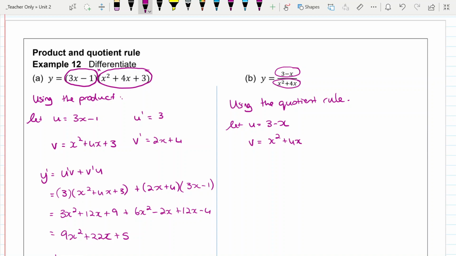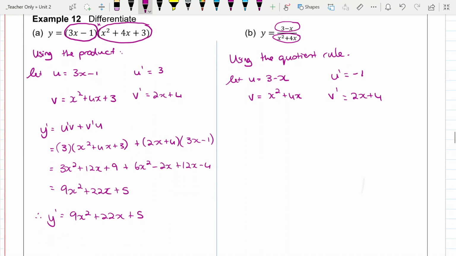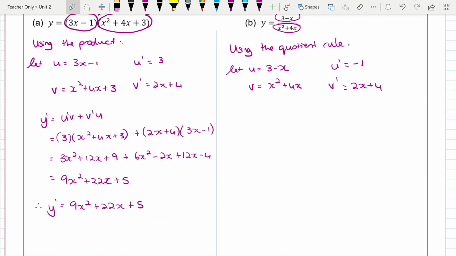Alright, so my u dashed, now be careful with the signs. My x has got a power of 1, so u dashed is negative 1. And v dashed is going to be 2x plus 4. Again, I've got all the information I need to be able to find my derivative. So y dashed is equal to u dashed v minus v dashed u over v squared. And I'm just going to put all those values in.